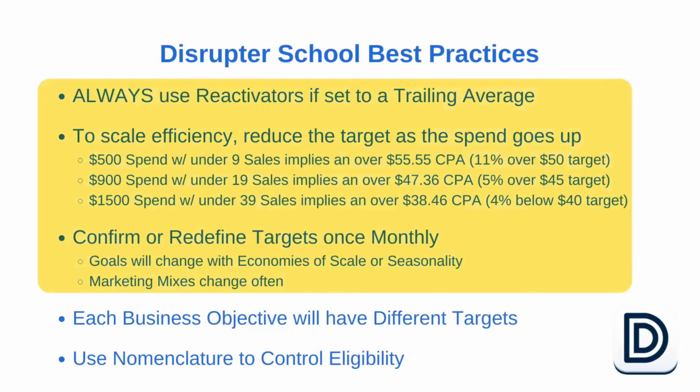And by the way, you can also set in your reactivator that it doesn't contain the keyword keep off or kill or whatever else. So you can basically say an ad is eligible for all of this stuff, and now it's not. And that's how we control that kind of stuff. Cool. To scale efficiency, you can also reduce the target as the spend goes up.